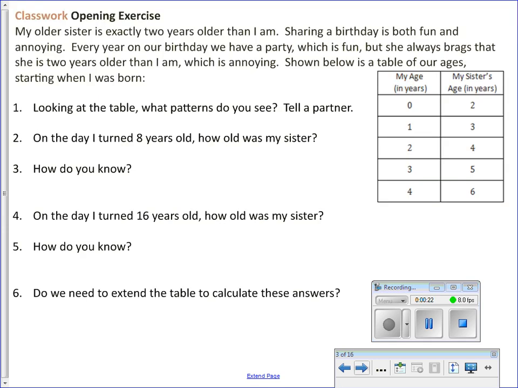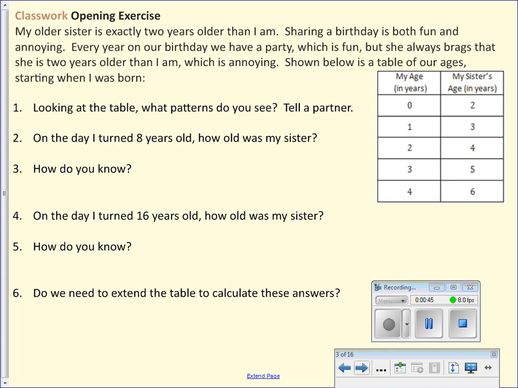Pretty straightforward. Okay, how many of you have a brother or sister? Okay, 5. Oh my goodness. I have one sister, and I'm 6.5 years older than my sister, and I have a brother, and I'm 8 years older than my brother.